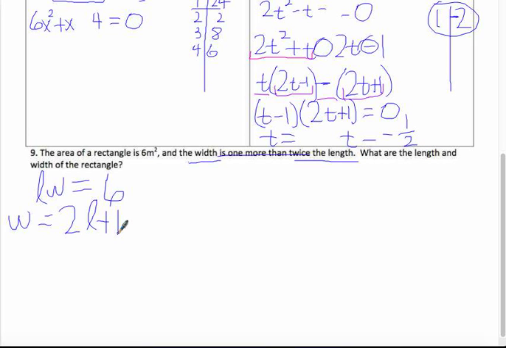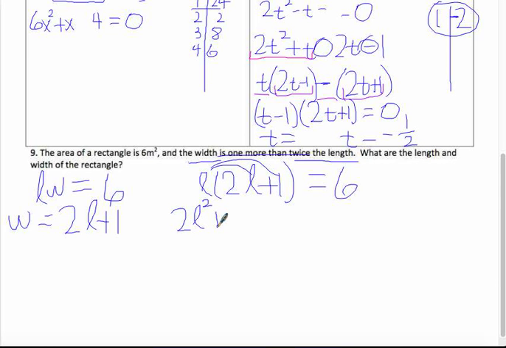And now that's going to help me write my equation. So I'm going to have L times 2L plus 1 equals 6. And now, just like this example here where I messed up, we have to distribute it out and set it to 0 before we can solve by factoring. So this would give me 2L squared plus 1L, and then I'm going to subtract the 6 already. So minus 6 equals 0.